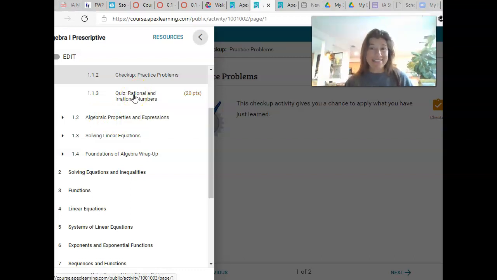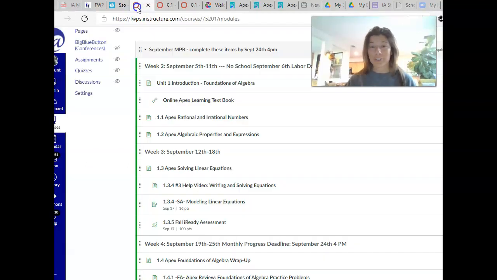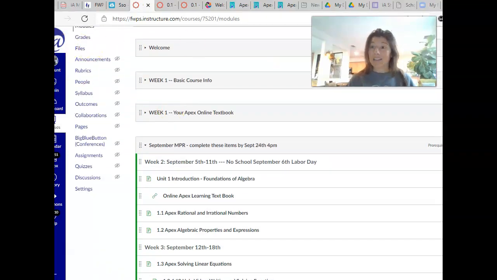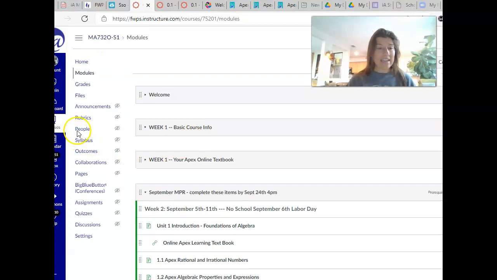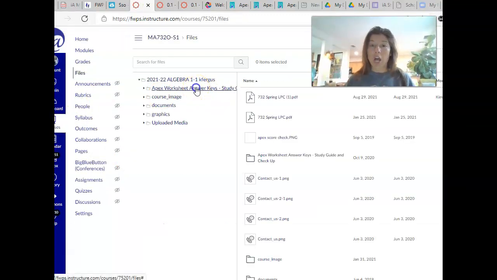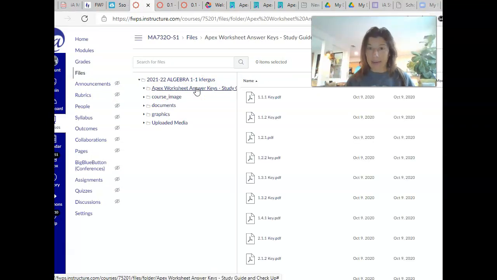Before you take your quiz, you want to verify your answers on those worksheets are correct. You want to verify your understanding to make sure you're ready to take your quiz. So where do you go to check your work? You go back to our math class and click on Files. And in Files are the answer keys for all of the worksheets in Apex. Really, really important that you are practicing and checking your work before you take your quiz.